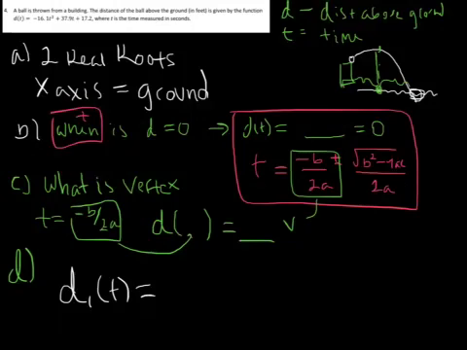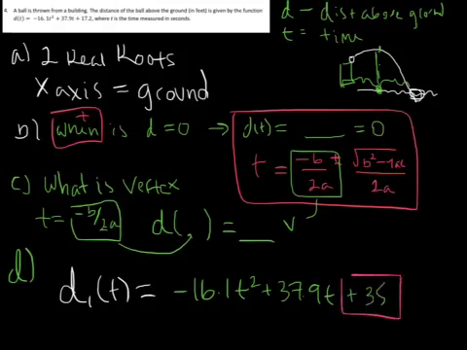So everything else will stay the same. Negative 16.1 t squared plus 37.9 t. And now I'm going to add 35. That's going to be my initial value. This is the key change here, and that is going to be my function.